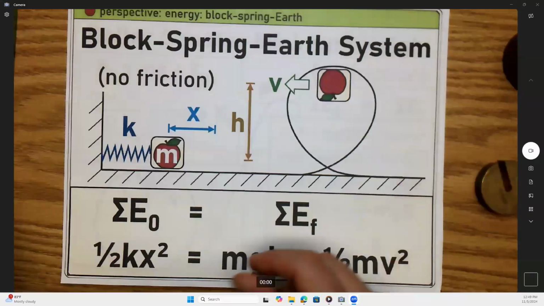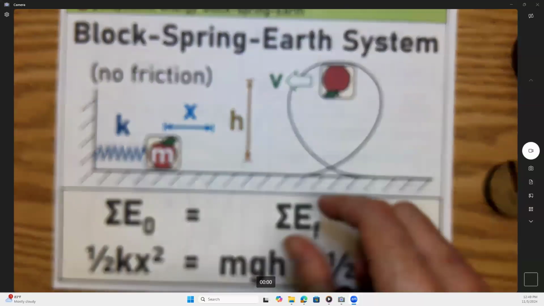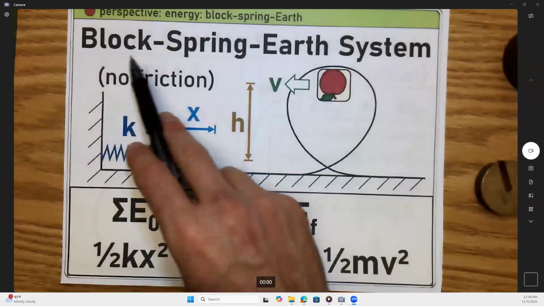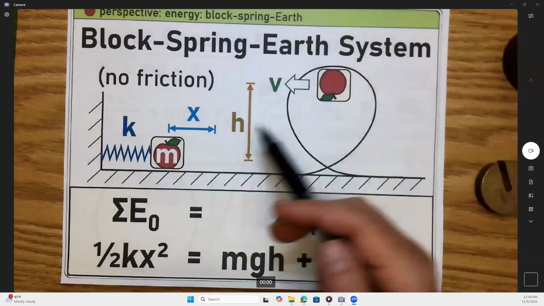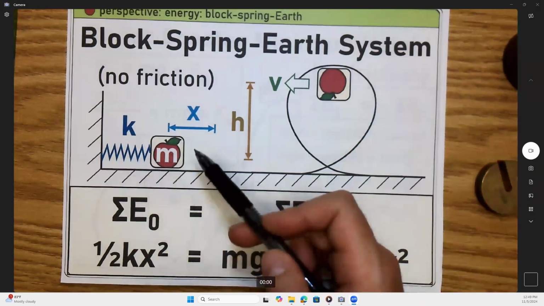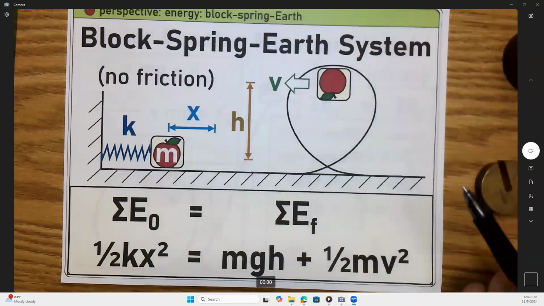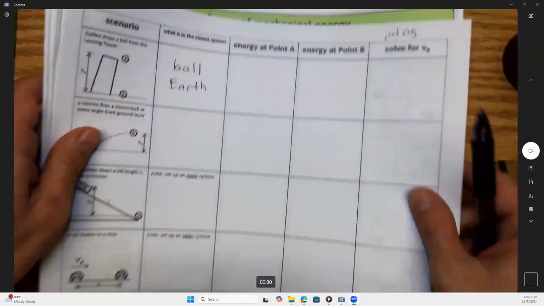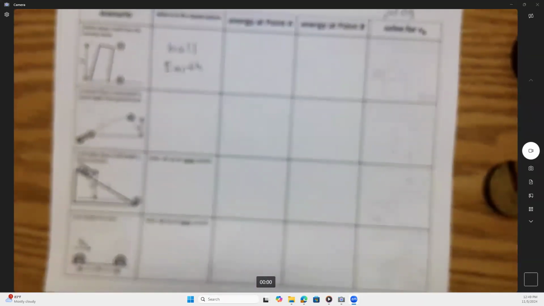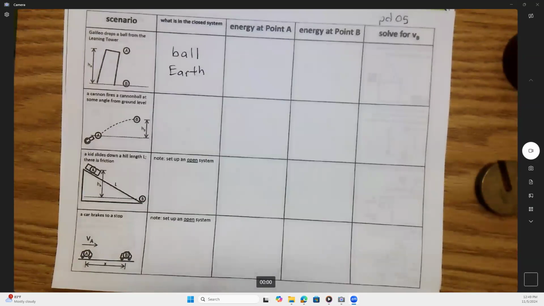Kind of like here, if you're trying to figure out what's in the system, this poster is hanging up in our room. It tells you in the title, right? Like the block, the spring, and the Earth because it's changing height. I didn't include the track because the normal force is not actually doing any work on it. There's no friction. But okay, so back to Galileo. It's got the ball Earth system.